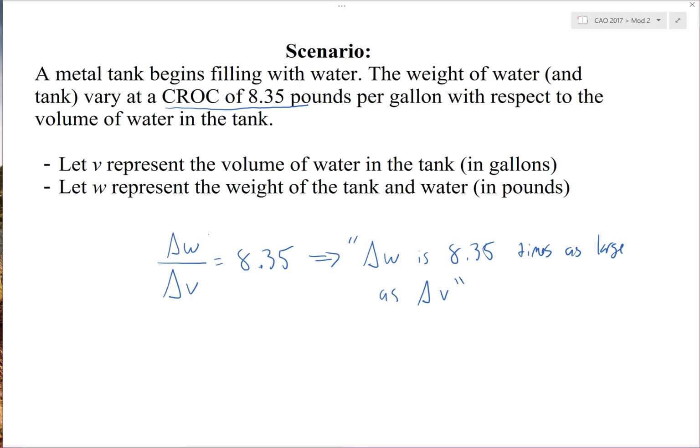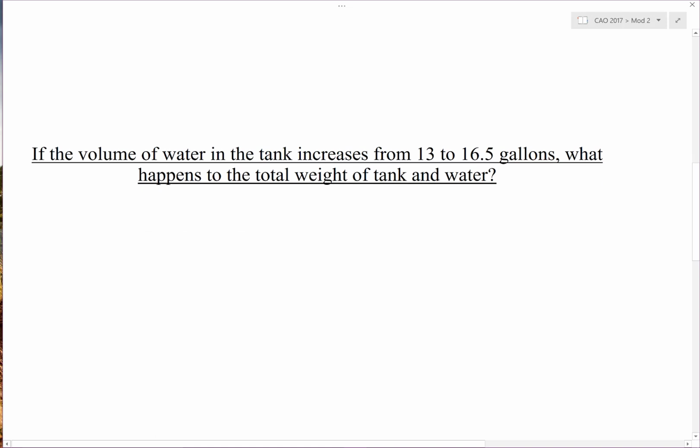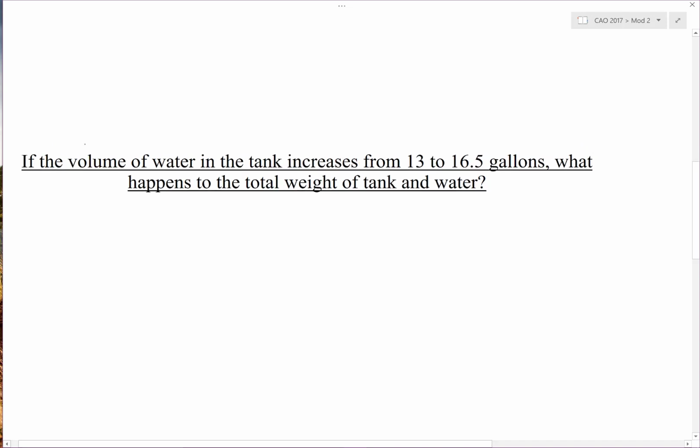So we can use this way of thinking to actually describe how W and V vary together over different intervals. So let's look at some examples. If the volume of water in the tank increases from 13 to 16.5 gallons, what happens to the total weight of tank and water? So if the volume of water in the tank increases from 13 to 16.5 gallons, then the corresponding change in volume is going to be the final volume in gallons, 16.5, minus 13.